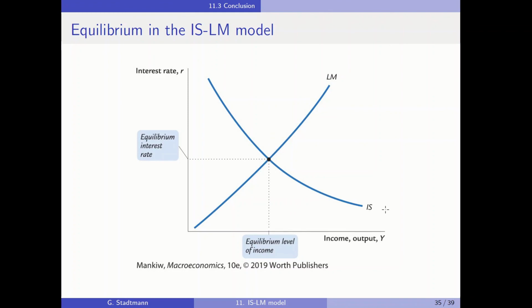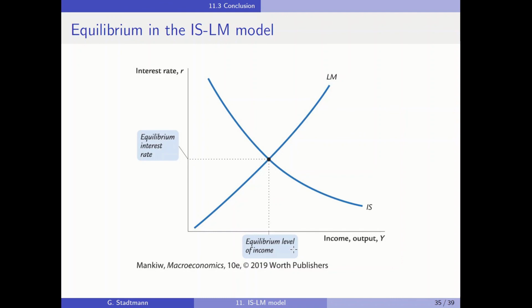So here, for the first time, we can determine the GDP level and the interest rate level simultaneously. So we have one model where we can determine two endogenous variables. The interest rate will be endogenous and the income level.